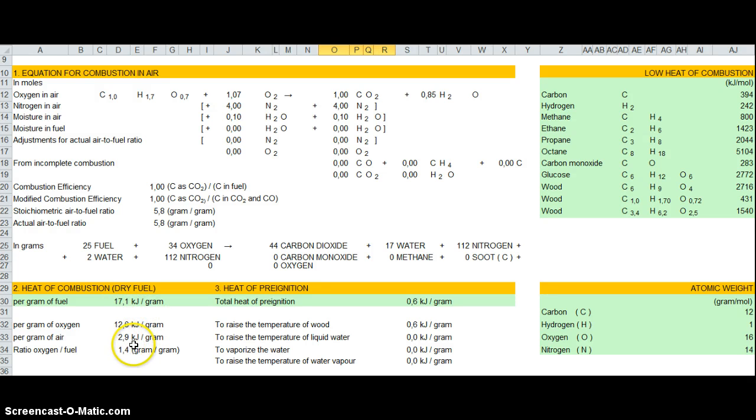You could also express the same heat release per grams of air, because you know what is the composition of air. So in this case, it's 2.9 kilojoules per gram of air. And here also you can have the ratio of oxygen to fuel. So it means here that by using this equation, you can understand that you need 1.4 grams of oxygen per gram of fuel consumed. And this is going to be extremely important for other explorations of this same equation.